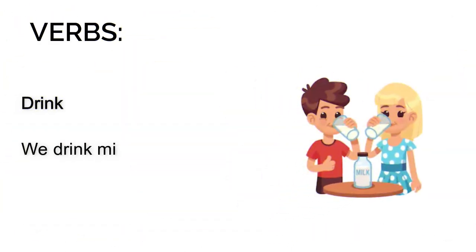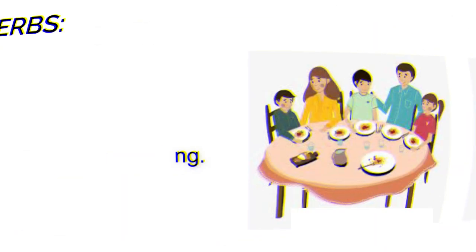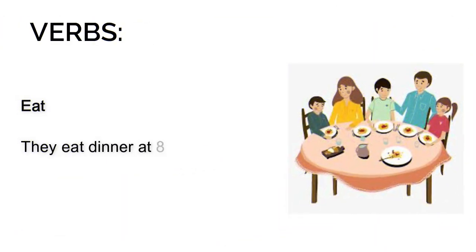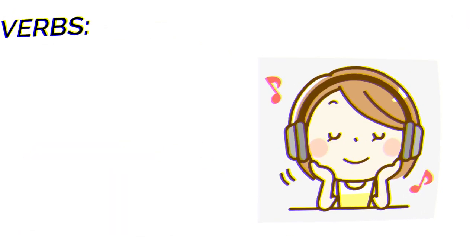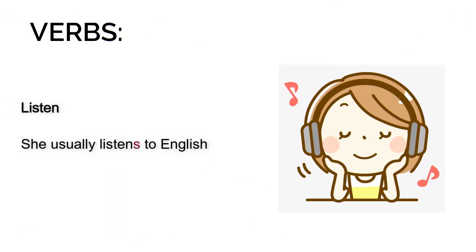4, drink. Now the two little kids say, we drink milk every morning. 5, eat. That's a family. They eat dinner at 8 every night. 6, listen. She usually listens to English music.